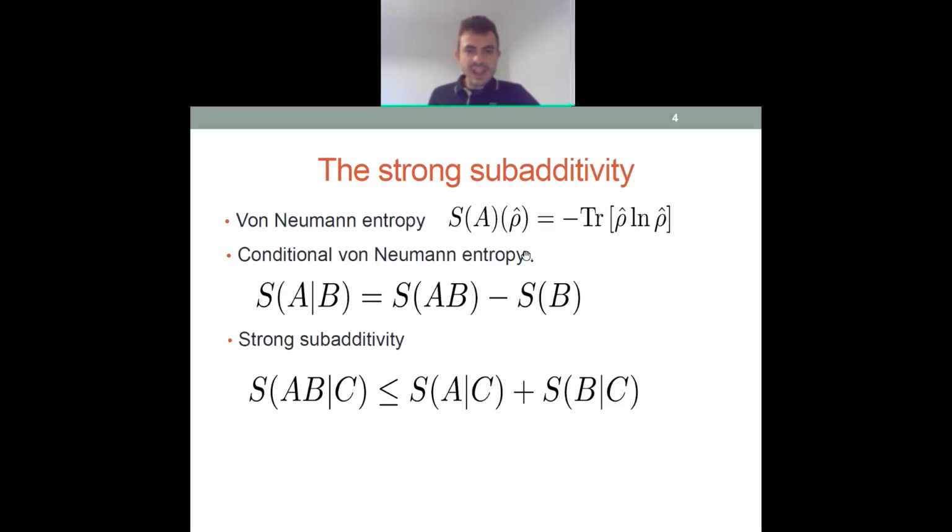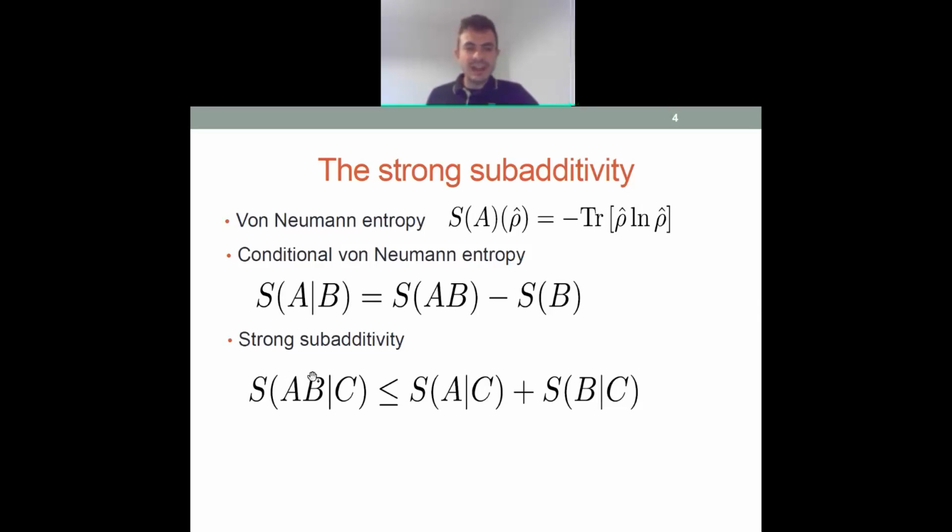And then once we have defined the entropy of a quantum system, we can define a conditional version of the von Neumann entropy. So we say that the conditional entropy of the quantum system A conditioned on the quantum system B is equal to the global entropy of the joint quantum system AB minus the entropy of the system B on which we are conditioning. And actually, a fundamental property of the conditional von Neumann entropy is the strong subadditivity. And this is this inequality here.